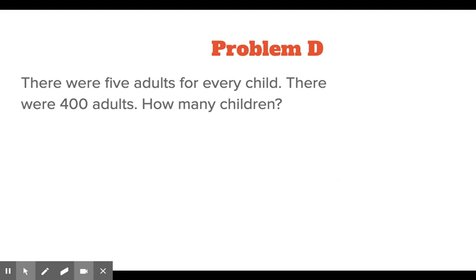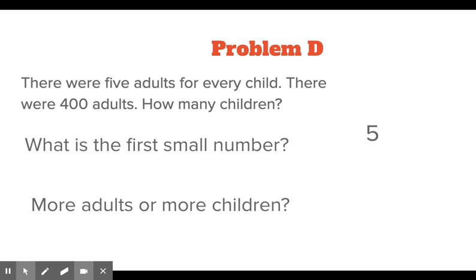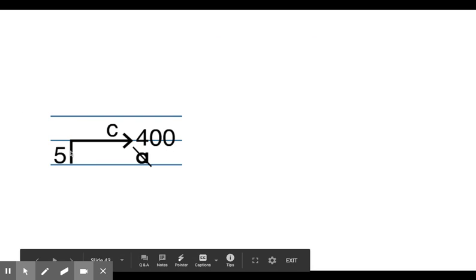Here's another one. There were 5 adults for every child. There were 400 adults. How many children were there? A lot of adults, a lot of children, but we could figure out how many there were by just paying attention. What is the first small number? The first small number is going to be 5, right? 5 adults for every child. You have 5 adults for one child. What's going to be your big number there? Is it going to be adults or is it going to be children? There are more adults. So we are going to write that as a multiplication sentence that looks like this. 5 adults for every child, and we know there were 400.